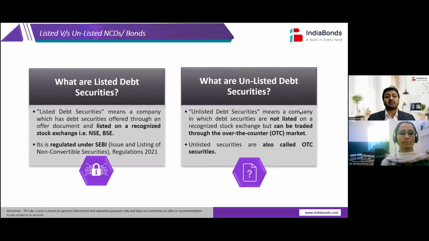Now, what is the difference between a listed bond and an unlisted bond? It talks for itself, but I'll still explain. Listed bonds are listed on a recognized stock exchange, which is NSE as well as BSE. This means they are regulated, because NSE and BSE are regulated by SEBI, and all listed instruments are regulated by SEBI. This is covered under the Issue and Listing of Non-Convertible Securities Regulations 2021. SEBI keeps updating these regulations to protect the investors' interest as well as the issuer's interest. They are a non-interested party, so they are very unbiased and try to ensure that they protect us.